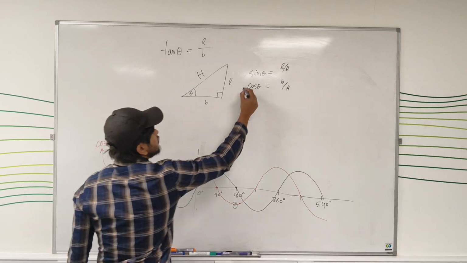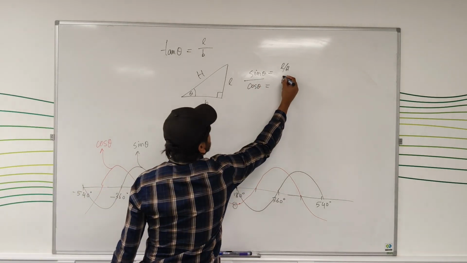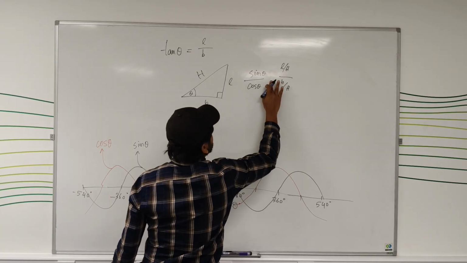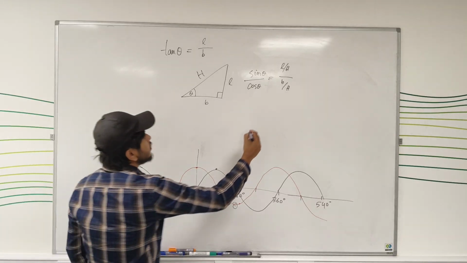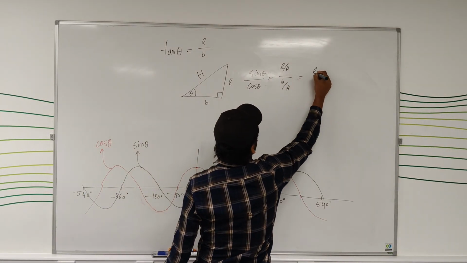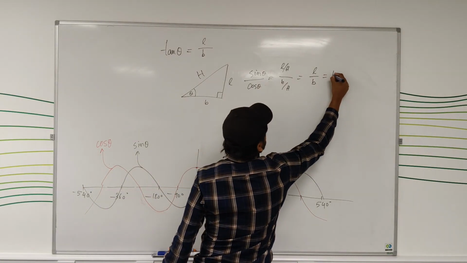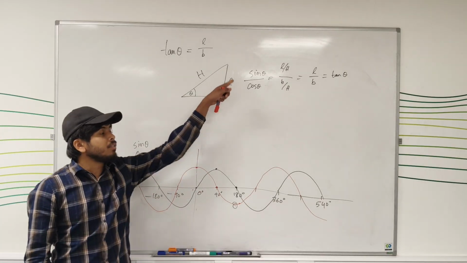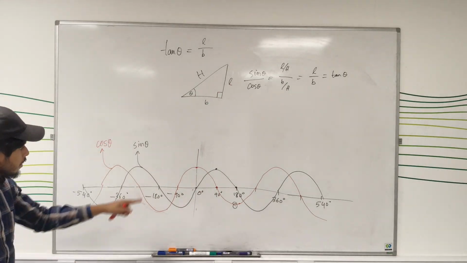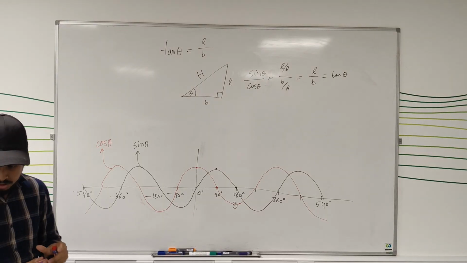right? So if we divide sine theta by cos theta, we get this, right? So we can get rid of the H, so we end up with L over B. That is nothing but tan theta. So tan theta is basically sine theta over cos theta. And we have the plots of sine theta and cos theta. We are just gonna use these two.